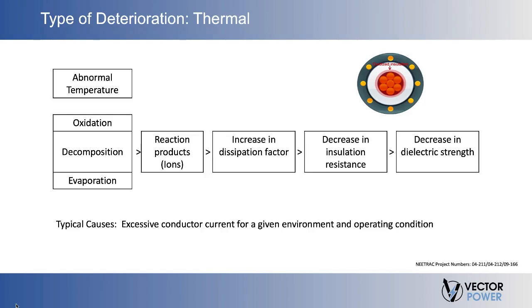Due to abnormal or high temperatures, we begin to see oxidation, decomposition, and evaporation occurring within the dielectric material. Now, this oxidation, decomposition, and evaporation creates reaction products such as ions, and the dissipation factor of the dielectric increases over time. We also see a decrease in insulation resistance and a decrease in the overall dielectric strength of the material.